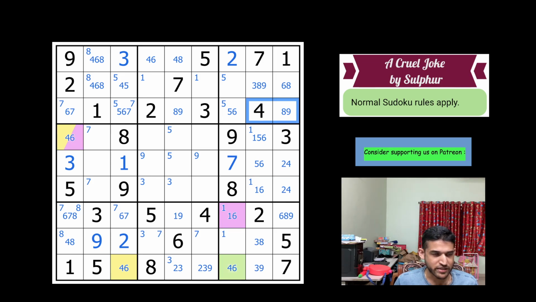Now look at row 3. This is not a 6. This is not a 6. So only this cell can take a 6. Right? Now I have a 6 here. I have a 6 here. There is no space for 6 in box 7. So what do you think about this deduction? Amazing, right?